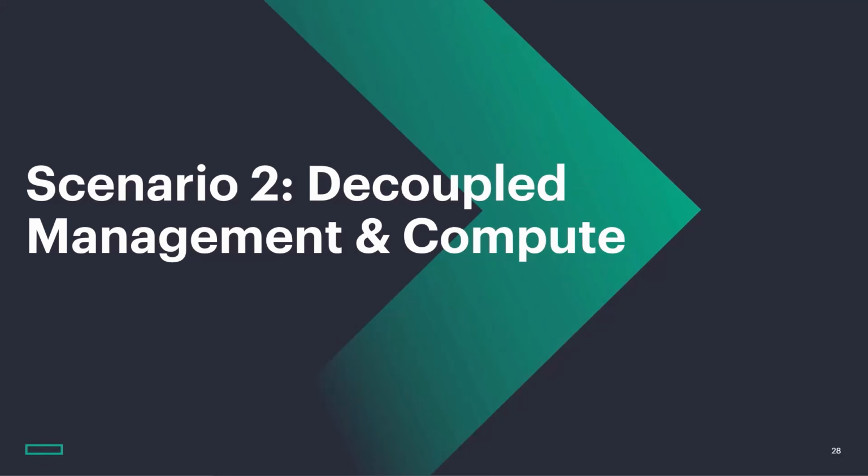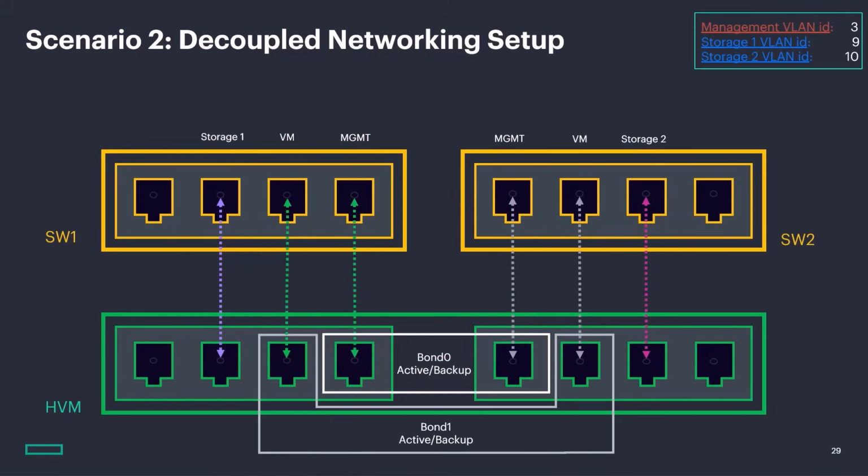Let's take a look at our next scenario, decoupled management and compute. Now, if you're lucky enough to have 6 or more NICs on your host, then you can separate your management and VM traffic. The overall configuration will be basically the same, except you'll create a separate bond with 2 of the interfaces for the VM traffic. Once again, it's preferred that the bonds are spread across multiple network cards.